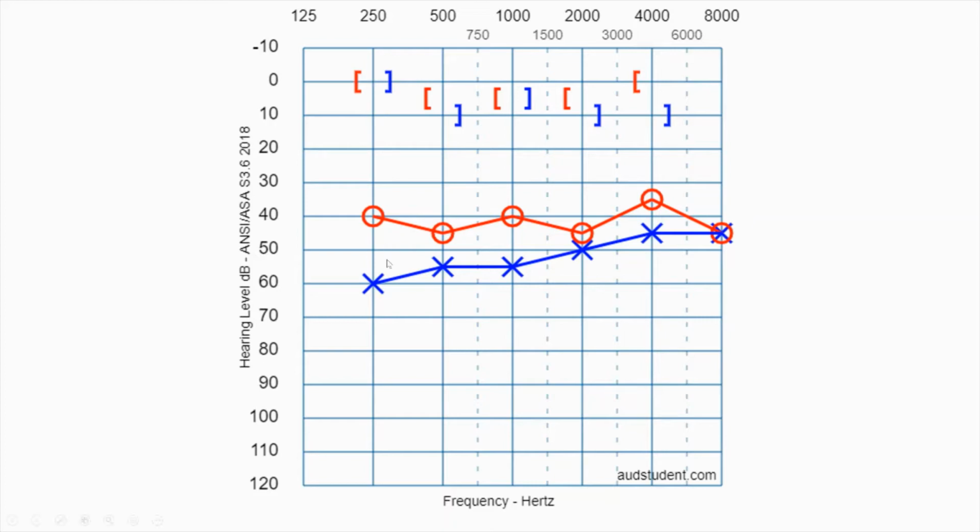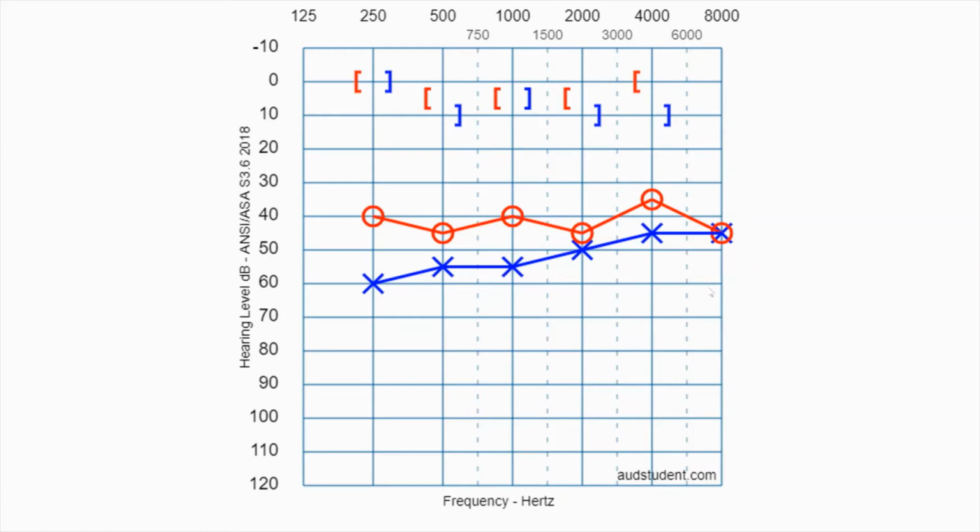Looking at our left air conduction, I'm not going to count it out because clearly the left has a larger gap than the right. And looking at the rest of the audiogram, I can safely assume that there is a significant air-bone gap between all of my thresholds.